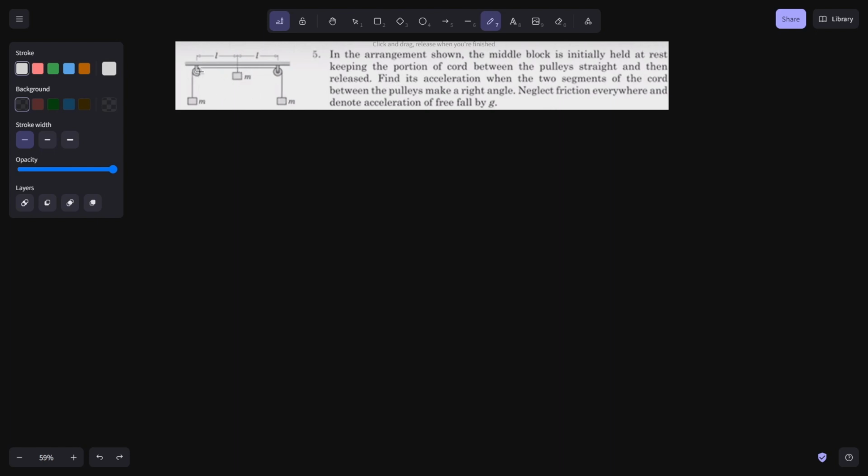It is basically shown to be in this position, like this, when it is making an angle of 90-degree from here. So we have to find the particular acceleration of this at this moment. We have to neglect the friction everywhere, means this pulley doesn't have any friction, and denote the free fall acceleration as g.